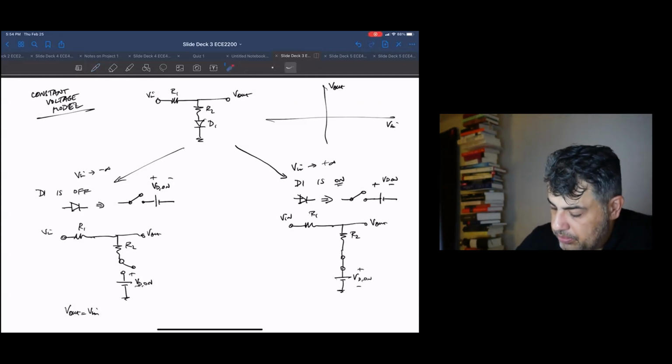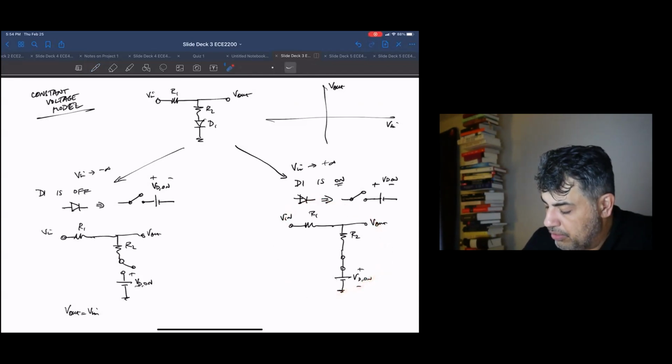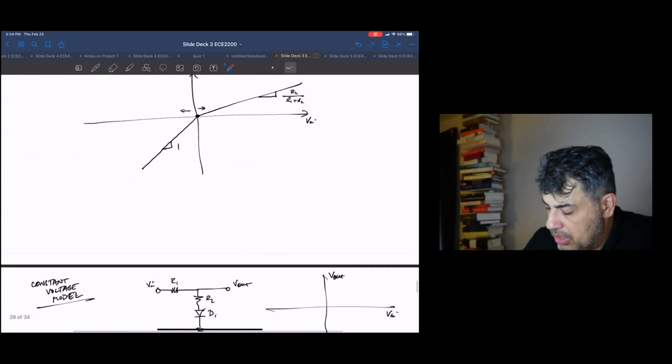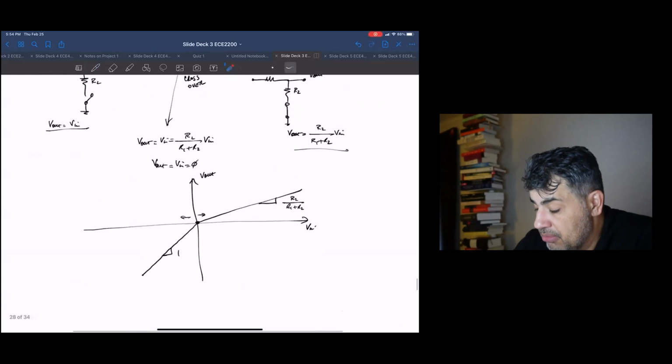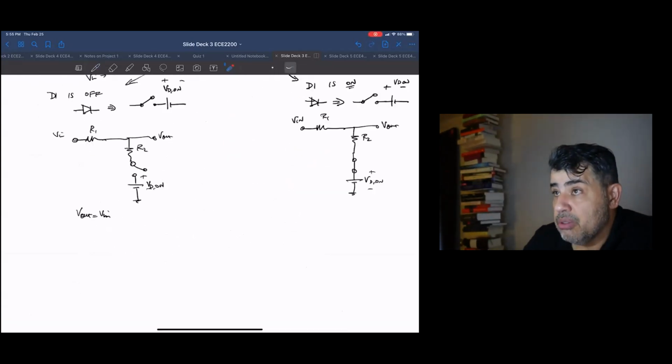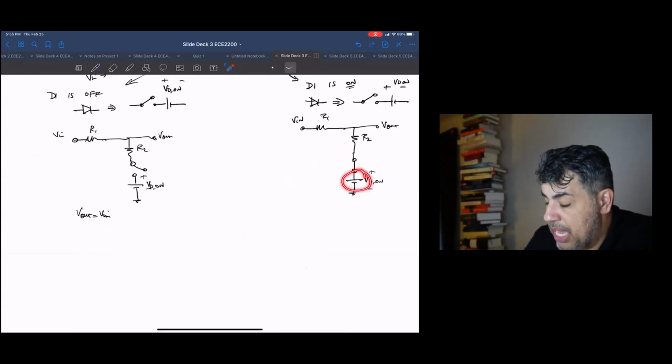Okay, now we do have a different circuit, right? Here we have this one, which looks like a voltage divider with a VD on offset. Here, it's just a voltage divider. Now you could probably guess what V out versus V in is going to look like with this battery.